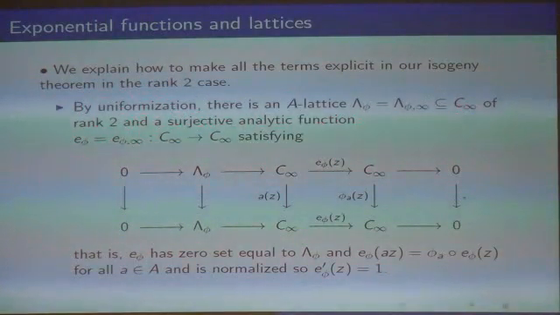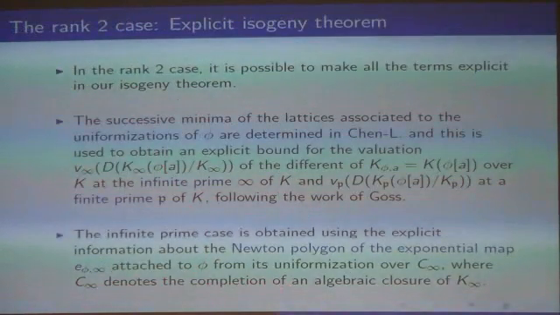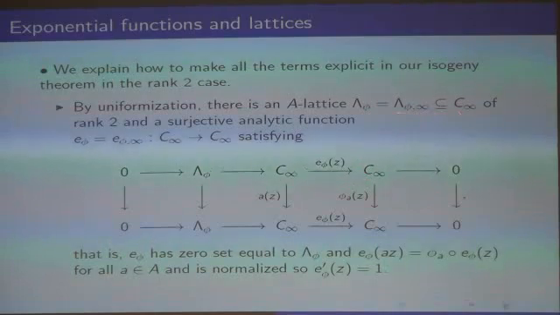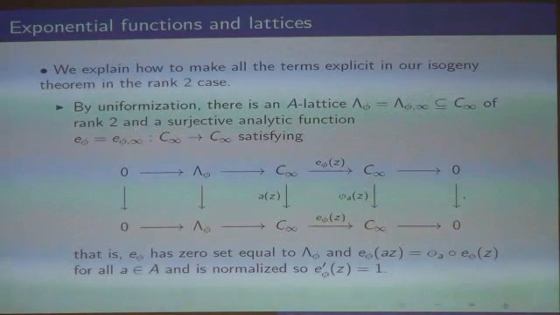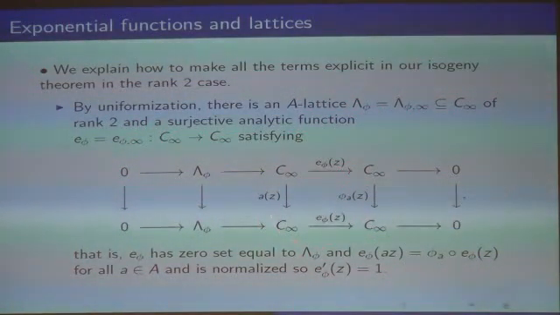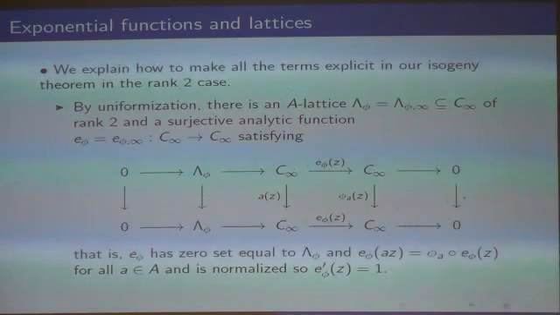This is C infinity. Oh, maybe I didn't explain C infinity. What I mean by C infinity is the completion of the algebraic closure, the completion at the infinite place. So you can find a lattice of rank 2 and a surjective analytic function, which is the exponential map, satisfying this commutative diagram. This is the multiplication by A map, and this is the Drinfeld module map. So between these, we have this commutative relation.